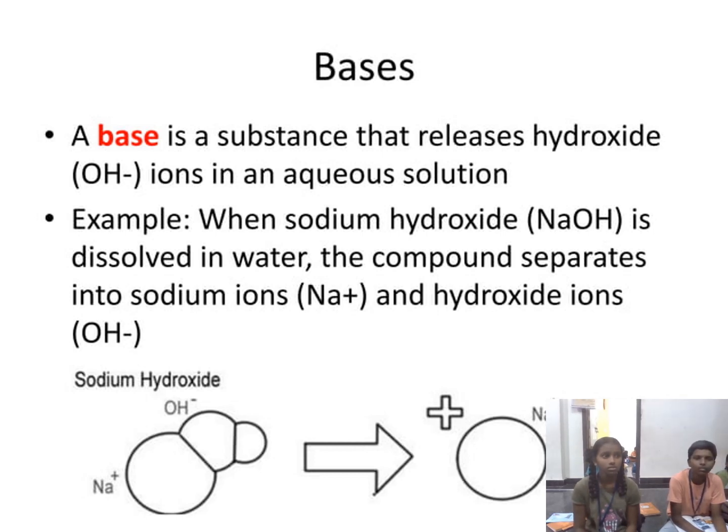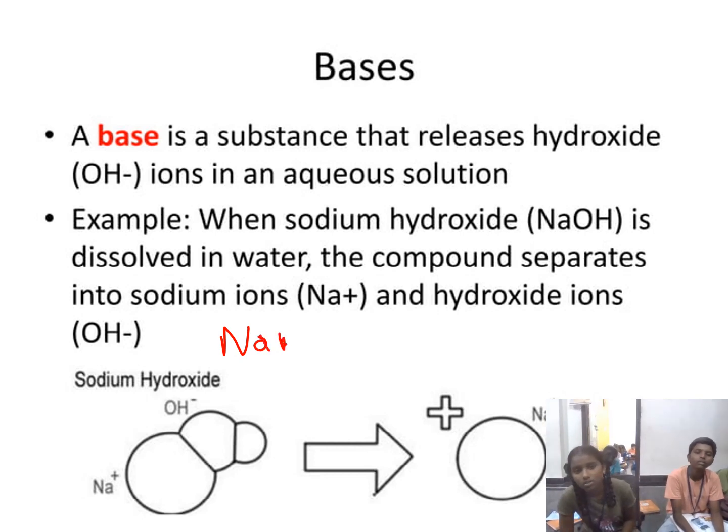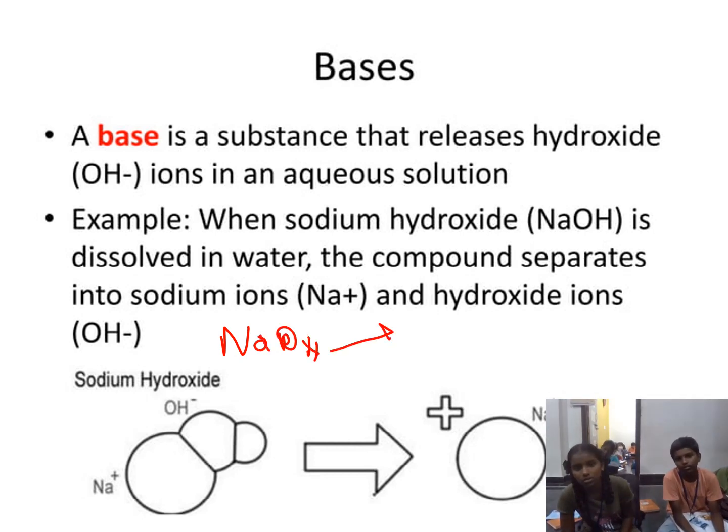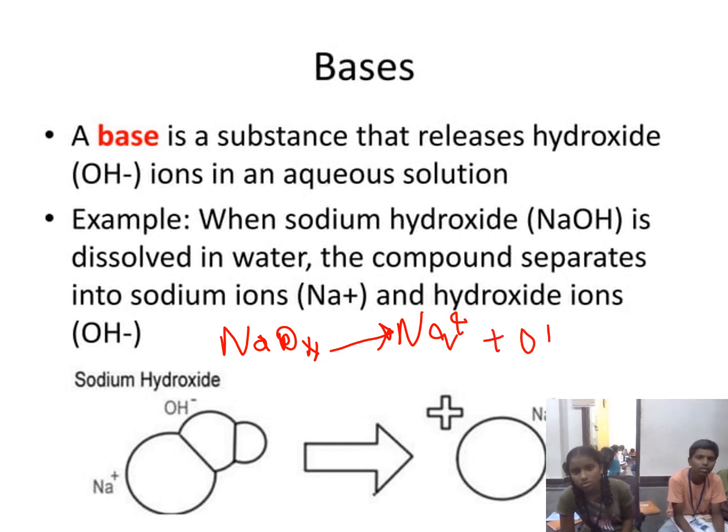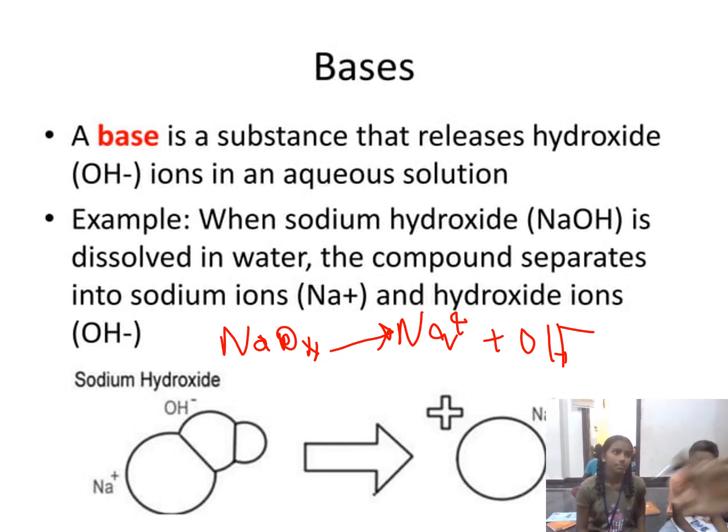Okay. For example, when sodium hydroxide, NaOH, is dissolved in water, the compound separates into sodium ion and hydroxide ion. NaOH అనేది reaction జరిగితే ఏమవుతుంది? NaOH separates as Na plus and OH minus. Okay, so this is how it reacts. So OH minus is being released. So that is called a base. Okay.